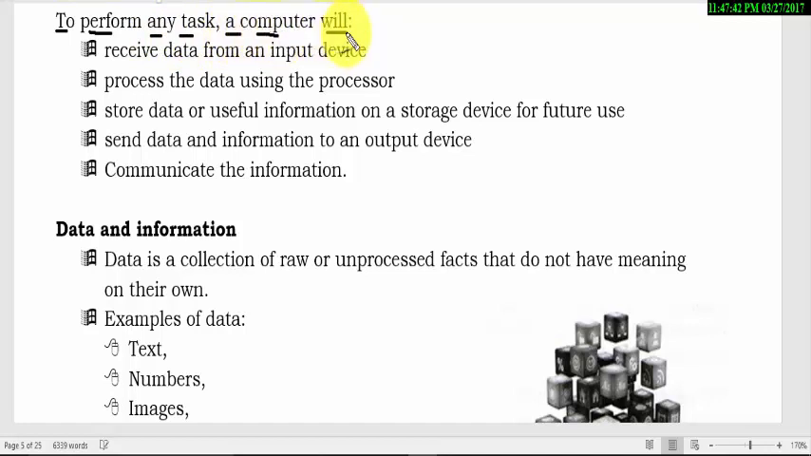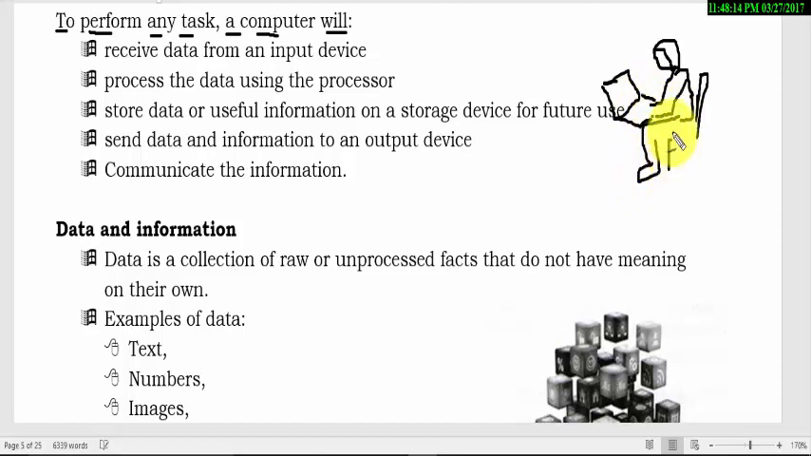So now when you want to perform any task, let's look at a person. This is the teacher. The teacher is sitting at the computer, or operating the computer like that. Let's say the teacher wants to perform a task on the computer. Okay, we have the teacher there. So what we are saying is that to perform any task, a computer will receive data from an input device.